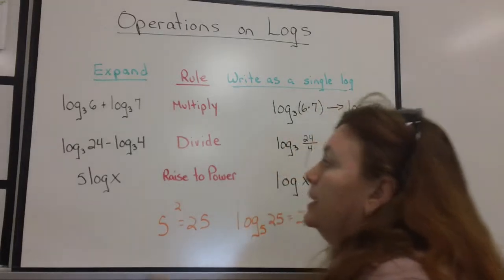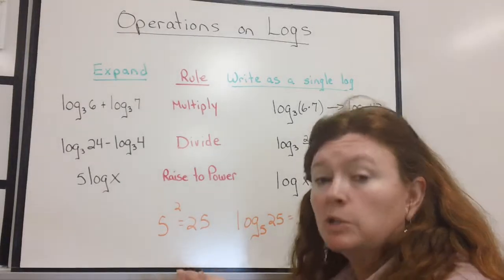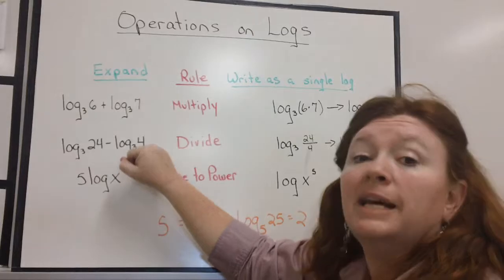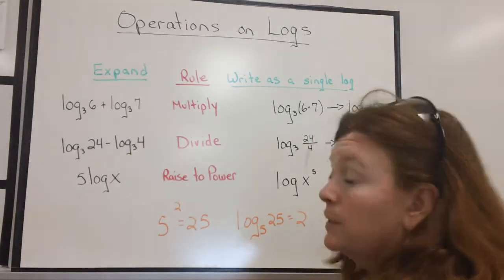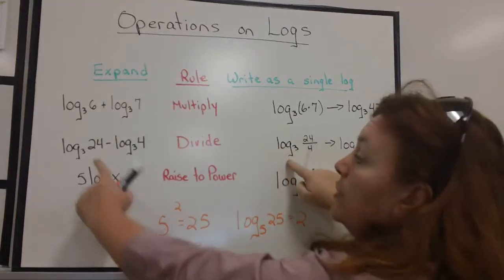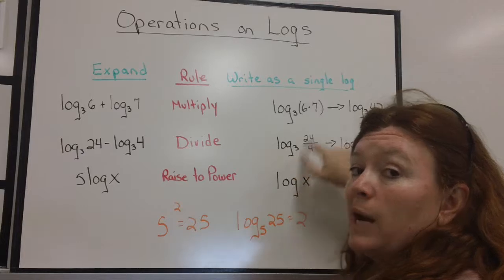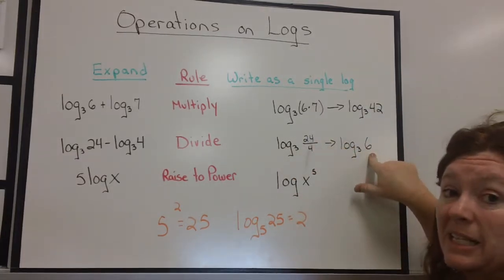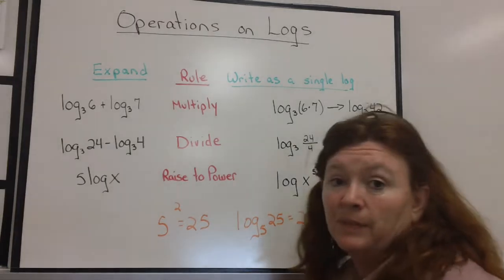All right. Now, when I am subtracting logs, well, when did you ever subtract powers? When you were dividing. So I'm going to take the 24 and 4 and divide them. Write it as a single logarithm. So I'm going to write log with a base of 3, it stays the same, but I'm going to take the 24 and 4 and divide them. So 24 divided by 4 is 6. My final answer is log base 3 of 6.